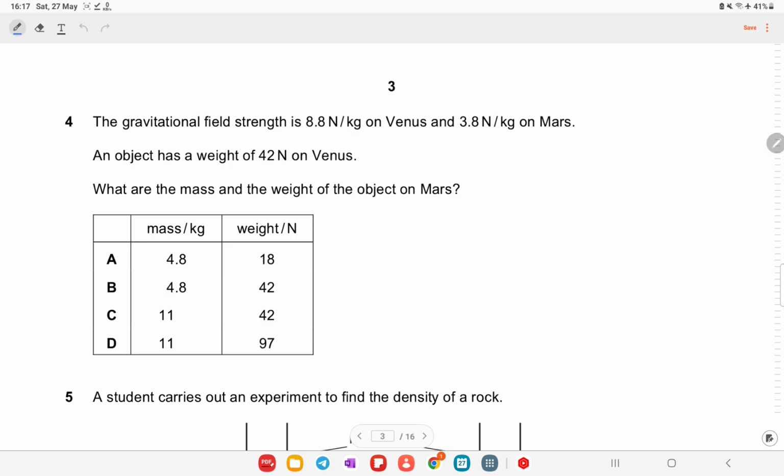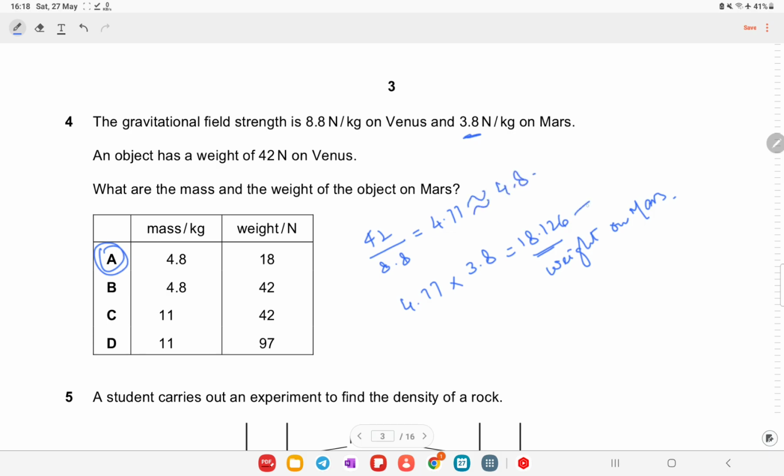Okay, next question. The gravitational field strength is 8.8 newtons per kg on Venus and 3.8 newtons per kg on Mars. An object has a weight of 42 newtons on Venus. What are the mass and the weight of the object on Mars? What we are going to do is simply divide the weight 42 by 8.8 to find out the mass, which is going to be about 4.7. Then we have to multiply 4.7 by 3.8, the value of g, and this is going to be 18.126. That is going to be the weight on Mars. So option A is going to be your right answer. You see this is 4.8, and if you round it off, the weight is going to be 18. So these two are your right answers.